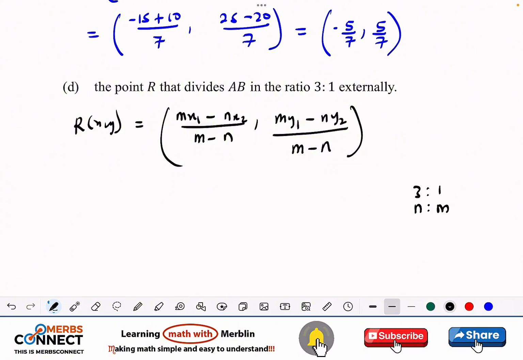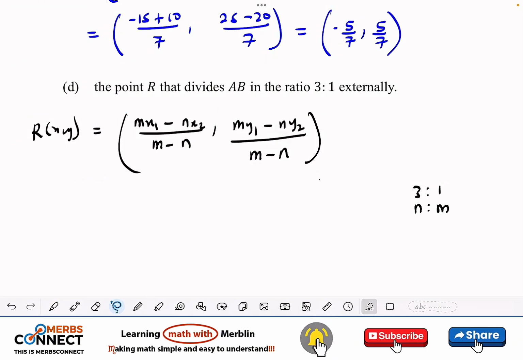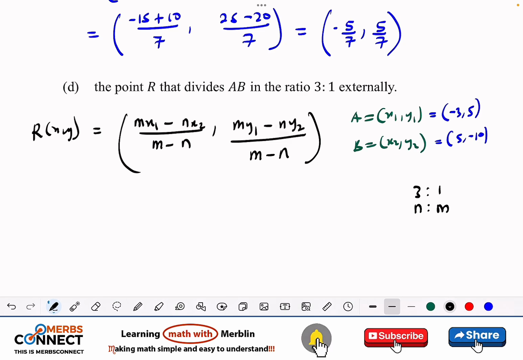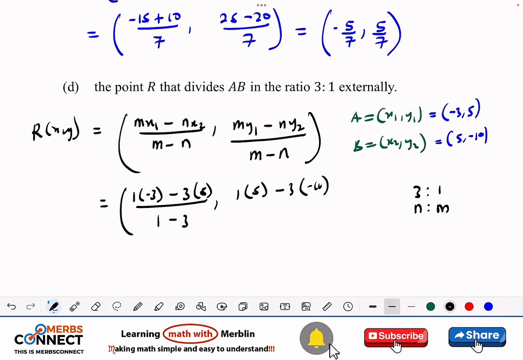So n is 3, m is 1. So the rest is just substitution. And then we are done. But what is our point? Our point is this, which was given in the question. So let's do substitution. m is 1, x1 is minus 3, minus n is 3, x2 is 5, all divided by 1 minus 3, and then m is 1 times y1 is 5, minus n is 3 times y2 is minus 10, all divided by 1 minus 3.